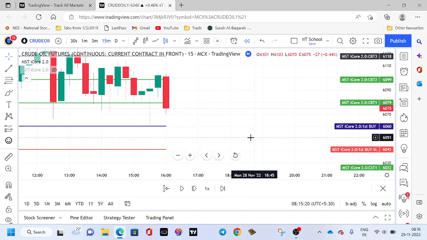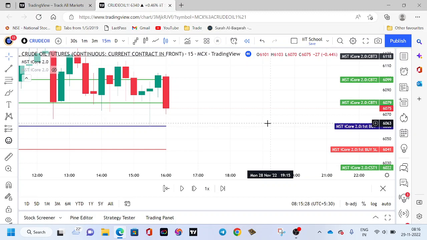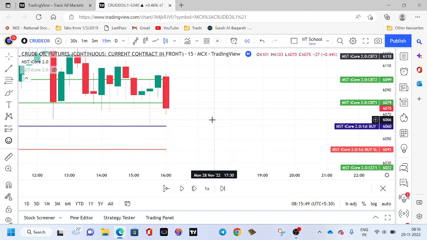Now you are asking what to do. Suppose the market comes down again to 6060, shall I take the entry? We are telling you, don't miss the first entry. If you miss the first entry, better to avoid the trade. Otherwise, if you want to trade, our software is valid. The entries are valid for the entire day. Either buy or sell is activated, and until the SL is hit, the buy entry is valid.